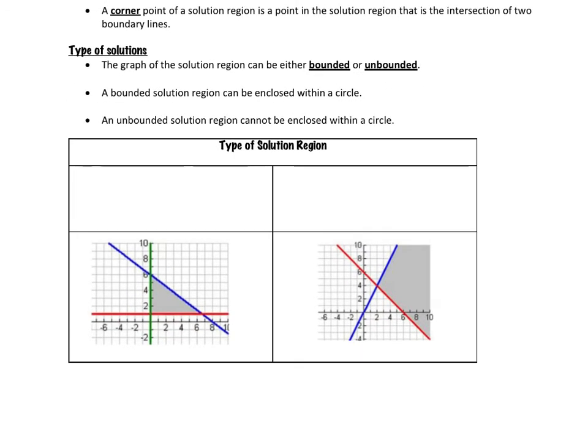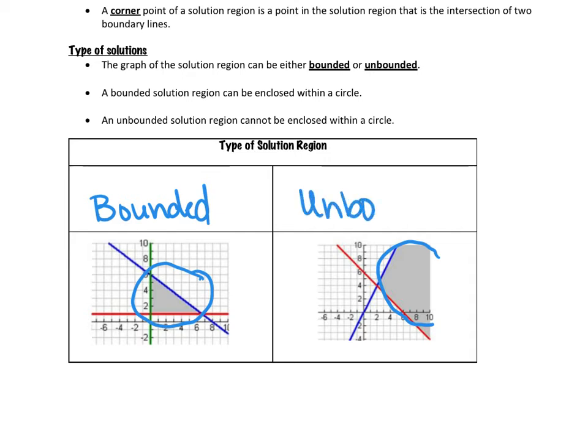Because the graph can be bounded, the word bounded means that when I look at a solution region, if it is bounded, that means I can draw a circle around the region and encapsulate it. If it's unbounded, that means that when I draw this circle here, it keeps going on forever. So this is a bounded region right here. Notice that you get a polygon out of that bounded region. And this is an unbounded region here. Notice that you can't draw the circle around it.